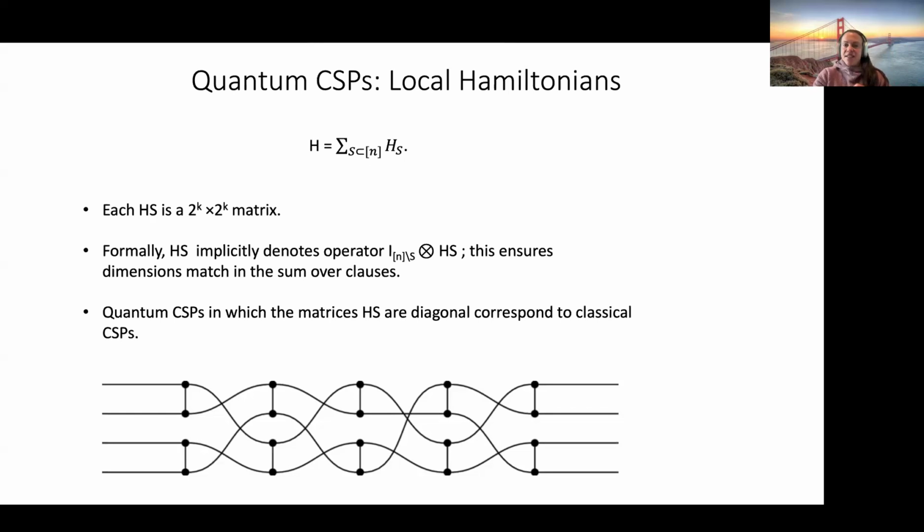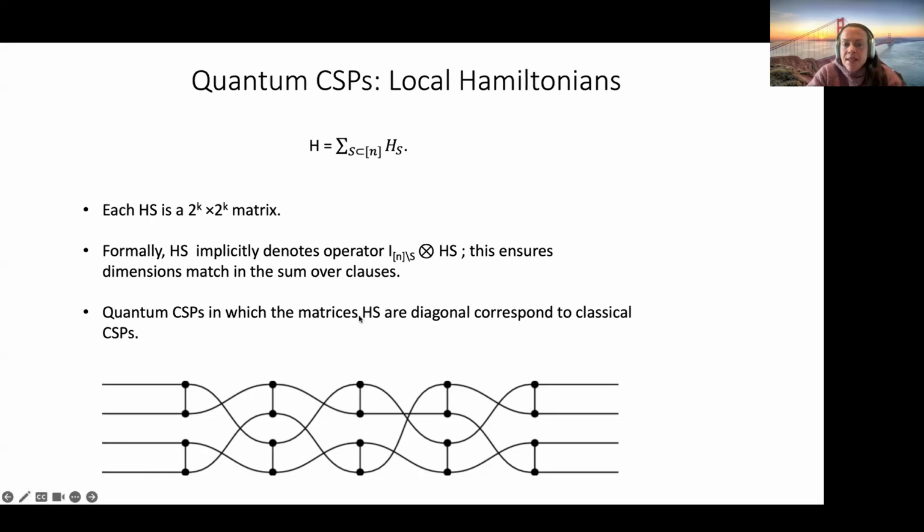So why is this even, so far it seems a completely unrelated definition. I said, okay, we have matrices given by a sum of local matrices, and we want to find the ground state, the minimum or maximum eigenvalue or eigenvector. Why is this a quantum CSP? Like why is this even relevant?